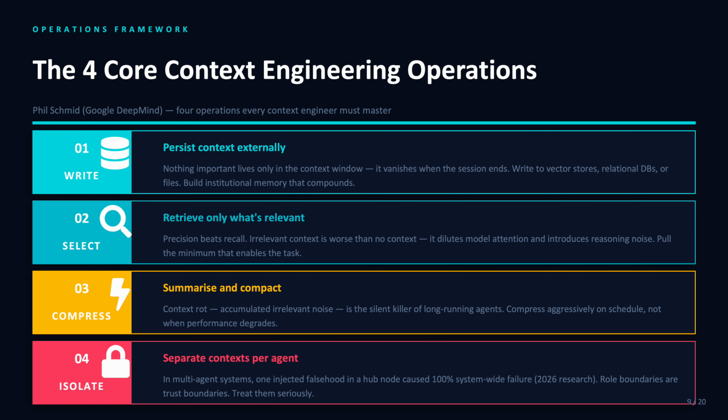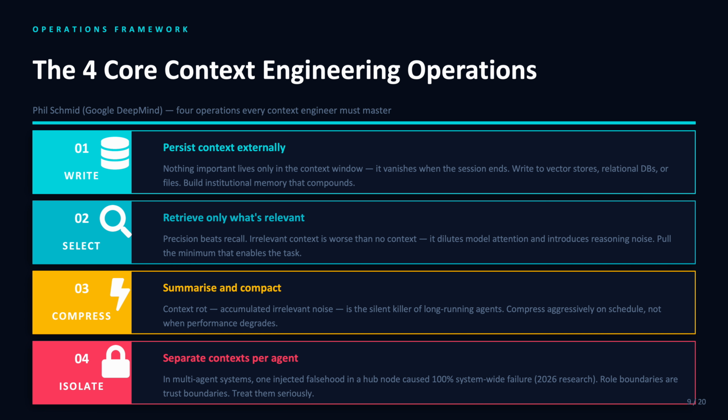Phil Schmid at Google DeepMind formalized 4 operations that I now consider the fundamental vocabulary of context engineering. If you leave this video remembering one framework, make it this one. Operation 01. Write. Persist context externally. Nothing important lives only in the context window. It vanishes at the end of a session. Write to vector stores, relational databases, or files. Build institutional memory that accumulates and compounds over time, rather than starting from scratch every single session.